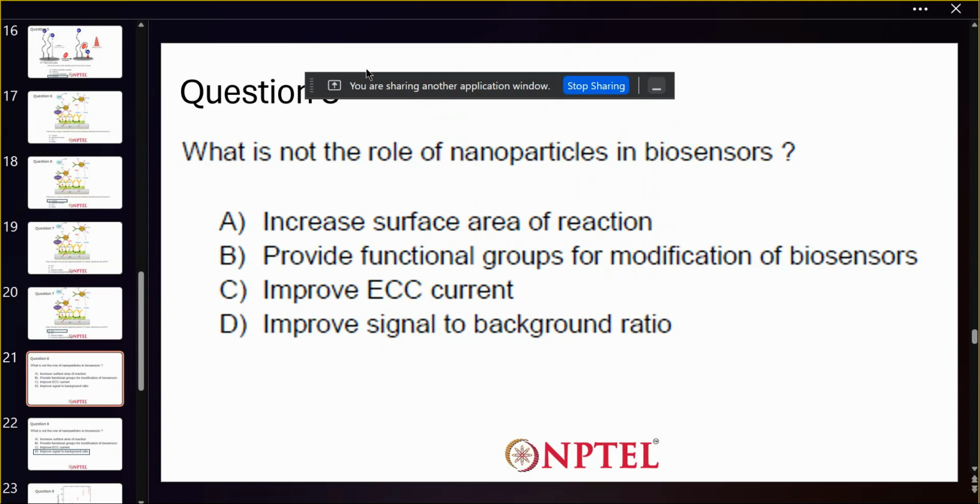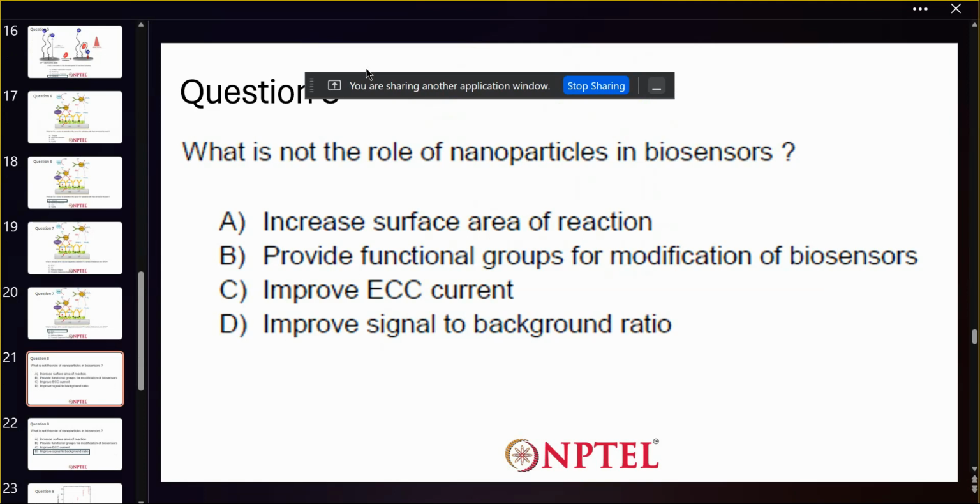Whether it is used for surface area of reaction, to provide functional groups for modification of biosensors, to improve ECC current, or to improve signal to background ratio. Let's take one by one. The main primary use of nanoparticles is to increase the surface area of reaction. Why things change at the nanoscale is because there is a very high surface to volume ratio. That is why you see phenomena at nanoscale which cannot be seen at micro or mesoscale. So answer 1 is surely a role of nanoparticles.